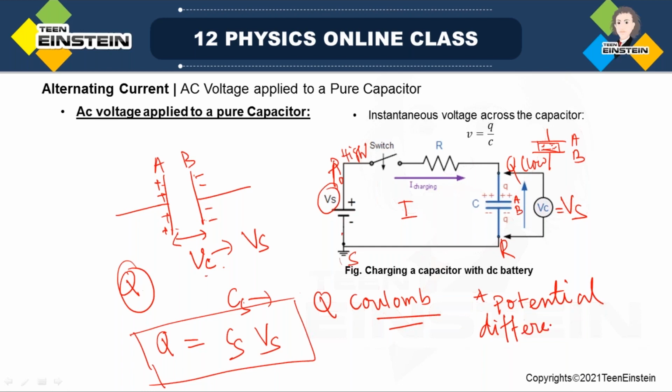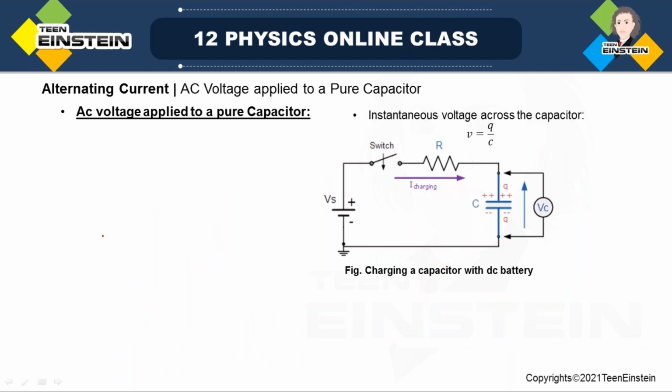But when the capacitor is fully charged by a DC source, there will be no potential difference. If there is no potential difference, then there will be no flow of current or charges in the circuit. So immediately after the capacitor gets fully charged, the current in the circuit will be zero. So this is what happens. Now this capacitor is fully charged.